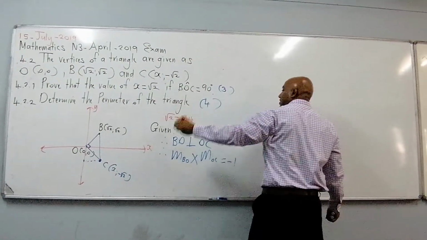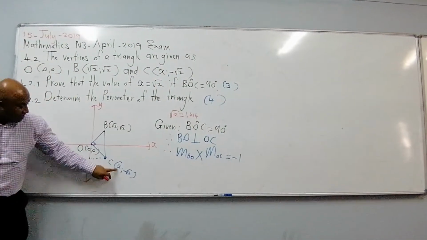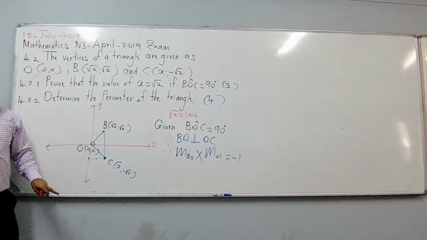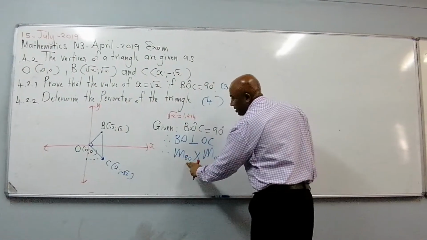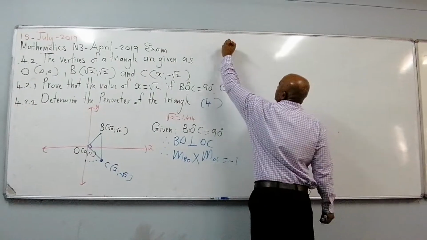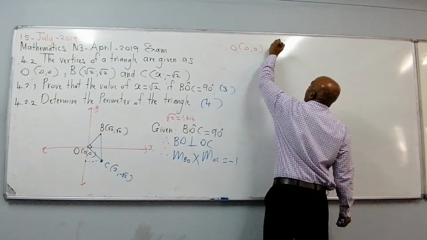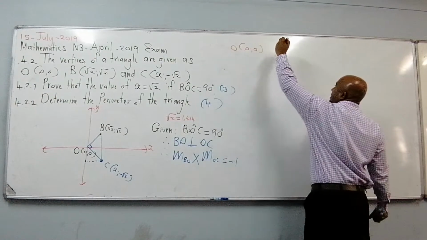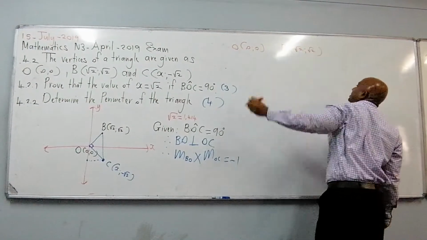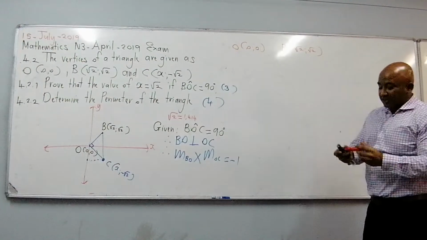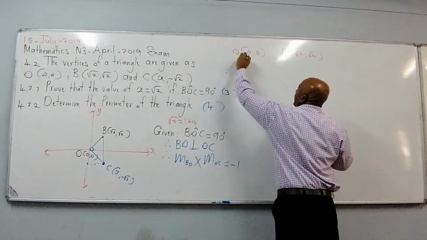Alright, so which one are we looking for here? We are looking for this x value there. Right, so the gradient of BO. So let's just write down that's O and B, which is √2.